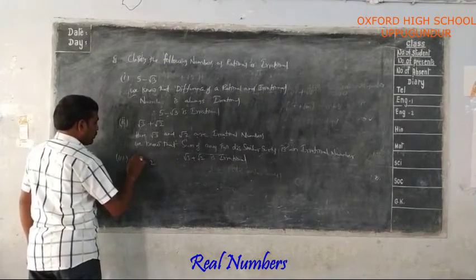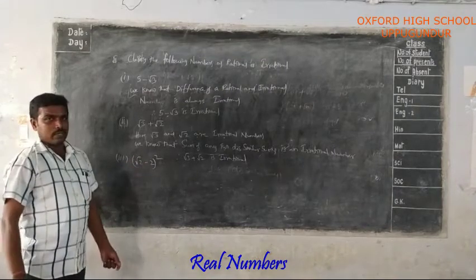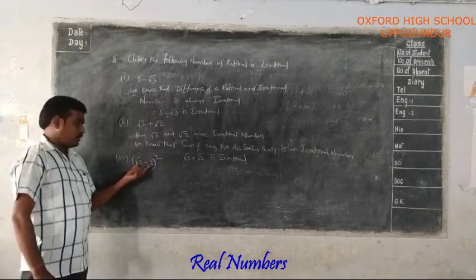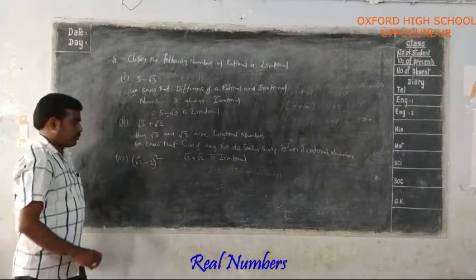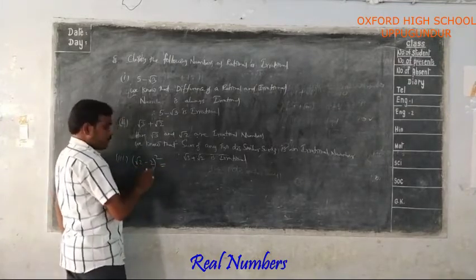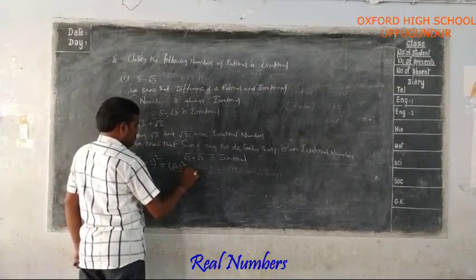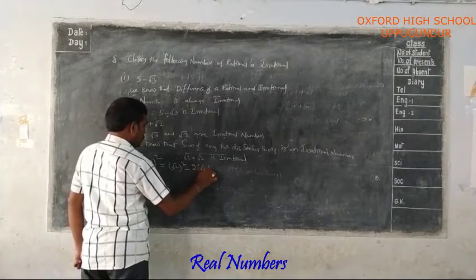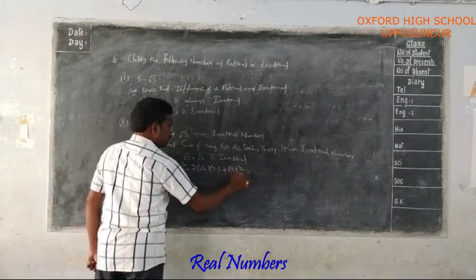Root 2 minus 2 whole square. So this is in the form of a minus b whole square. By seeing this, you can't say whether it is rational or irrational. That's why you have to expand first. This is in the form of a minus b whole square. So root 2 square minus 2 into root 2 into 2 plus 2 whole square.